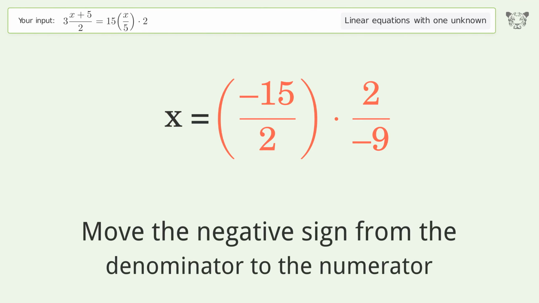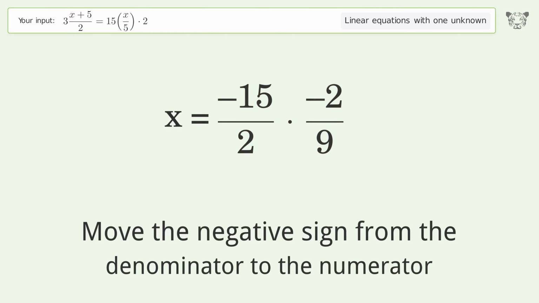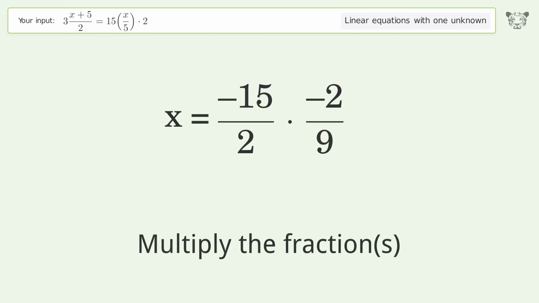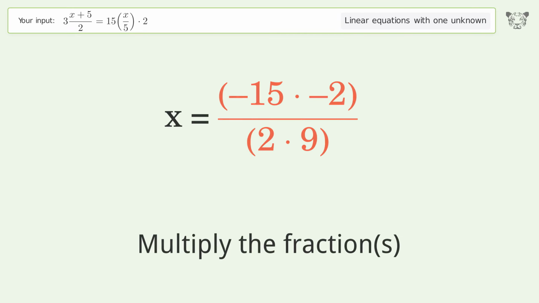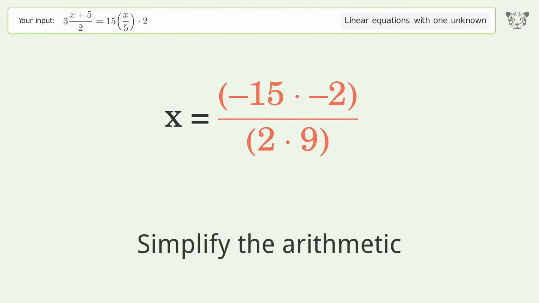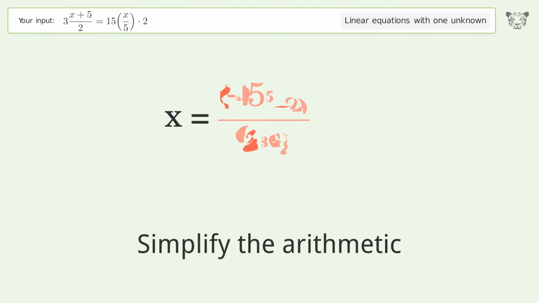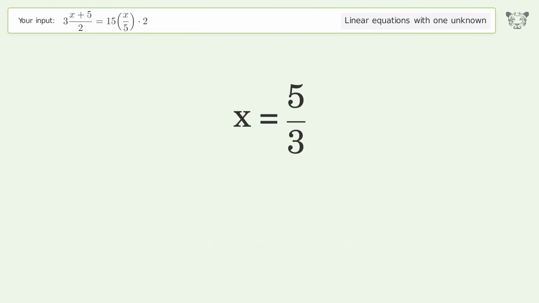Move the negative sign from the denominator to the numerator. Multiply the fractions. Simplify the arithmetic. And so the final result is x equals 5/3.